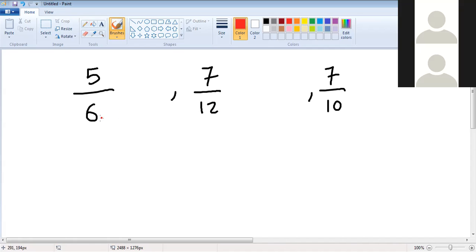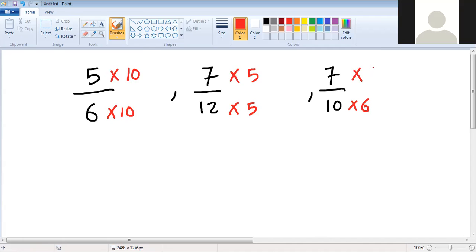So we have to convert all of them to be 60. 6 times 10 is 60, 12 times 5 will be 60, 10 times 6 is 60. By this way, all of them are now 60. Then we multiply the numerators the same way: 5 times 10 is 50, 5 times 7 is 35. Now please write the new fractions.